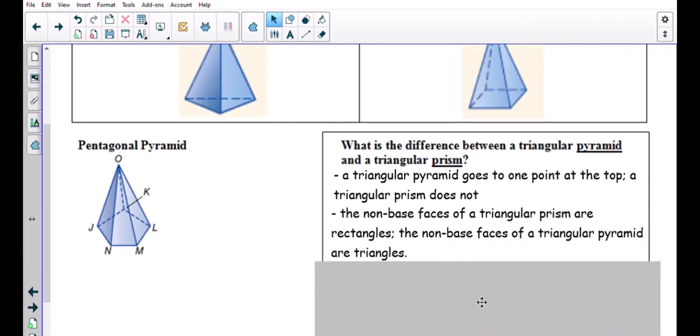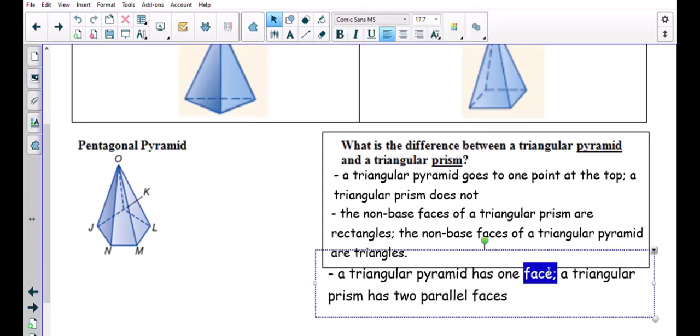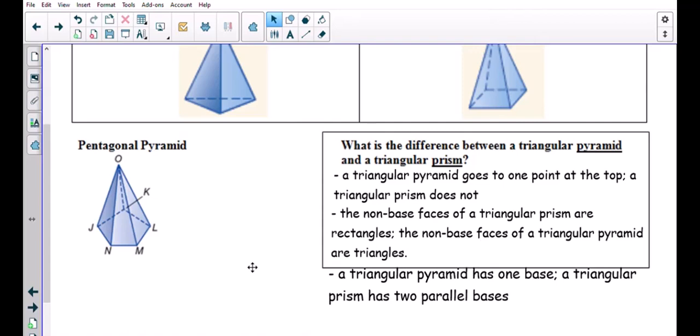The non-base faces of a triangular prism are rectangles, whereas the non-base faces of a triangular pyramid are triangles. And then probably the biggest difference is that a triangular pyramid has one base, and a triangular prism has two parallel bases. Sorry, I should fix that in real time. So a triangular pyramid has one base, a triangular prism has two parallel bases.